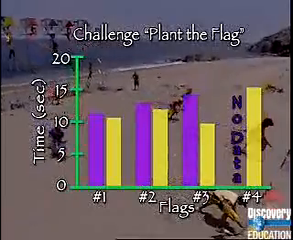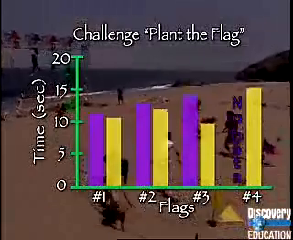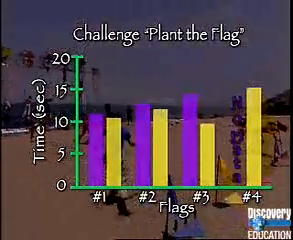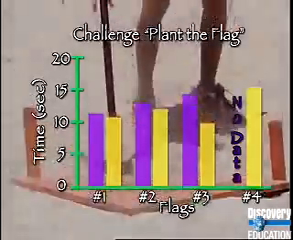The detail in this second graph shows that the purple team lost because of overall worse performance on all the flags, rather than because of worse performance on 1 or 2 of the flags.